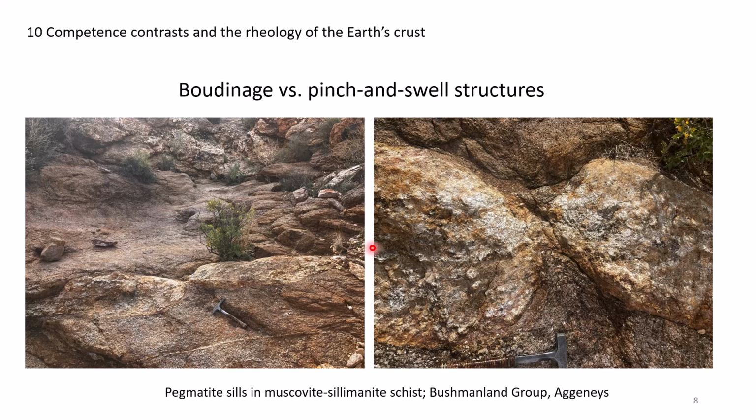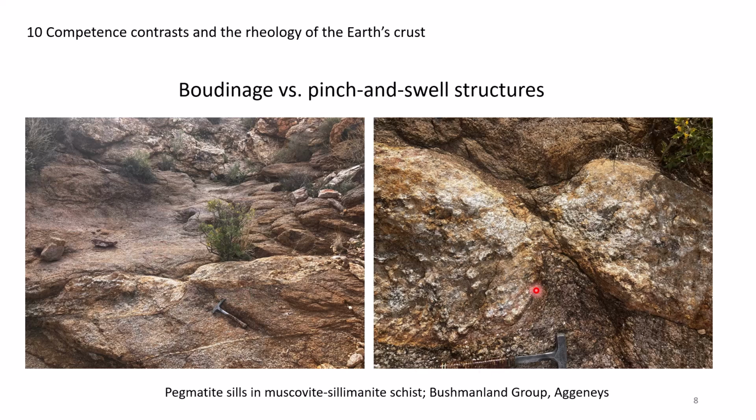Also here we see pegmatite sills hosted in muscovite sillimanite schists from the Bushmanland Group in South Africa. But here the shape of the pinch and swell or boudins, here magnified, is different. The interface angle of these boudins is much larger, and that tells us that the competence contrast between the pegmatite sill and the hosting sillimanite schists is larger than in the previous example.